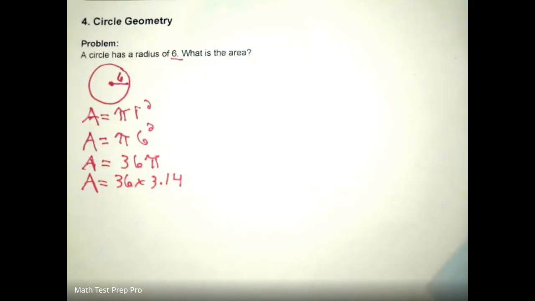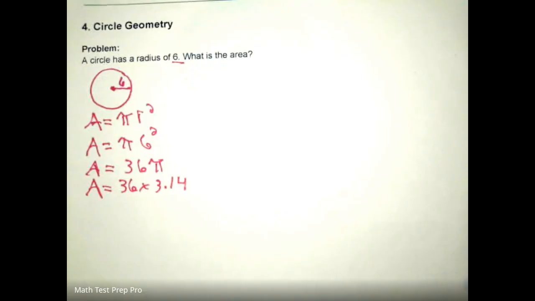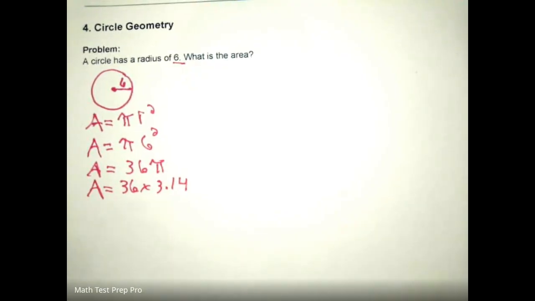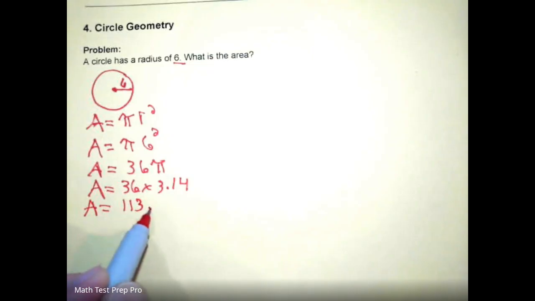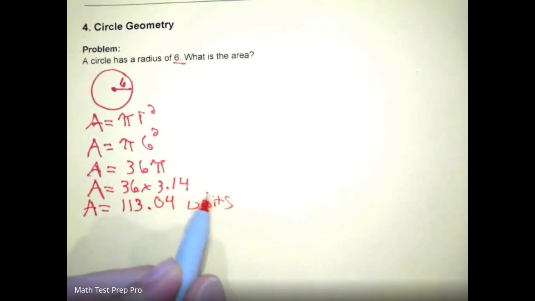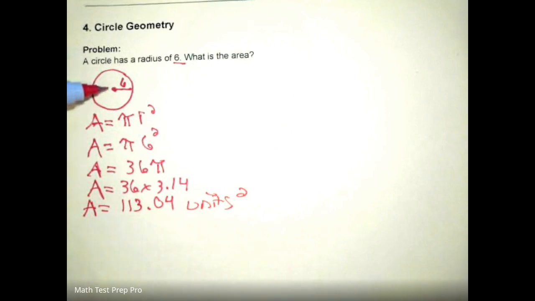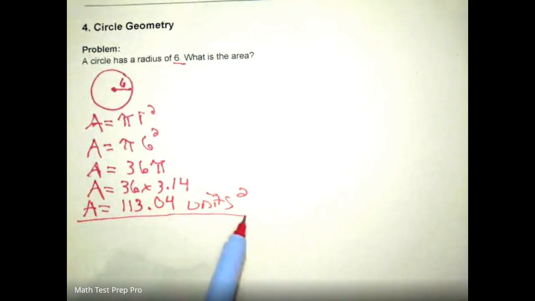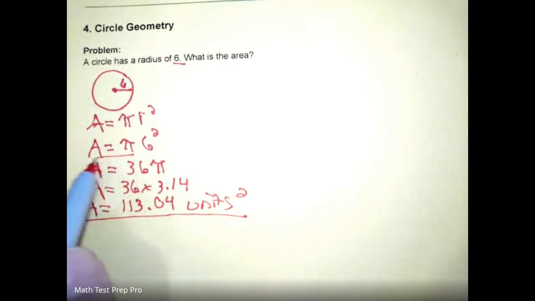Calculator. 36 times 3.14 equals, area equals 113.04, and that's going to be units squared, because the area is the result of multiplying 2 dimensions. All right. Now those are both acceptable answers.